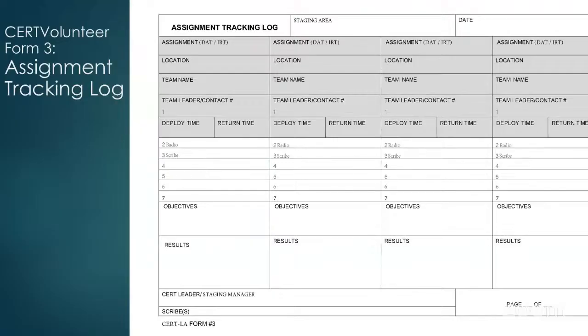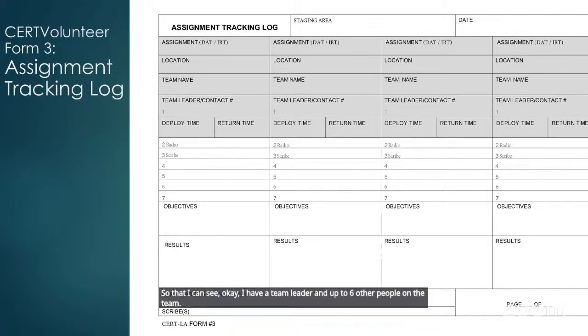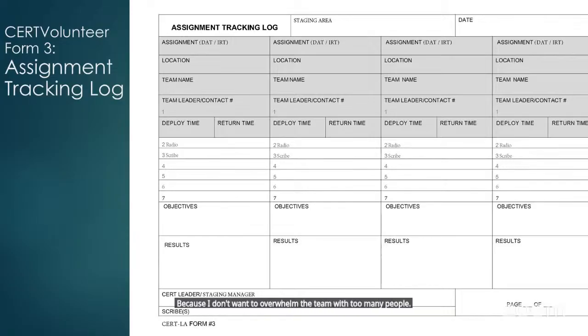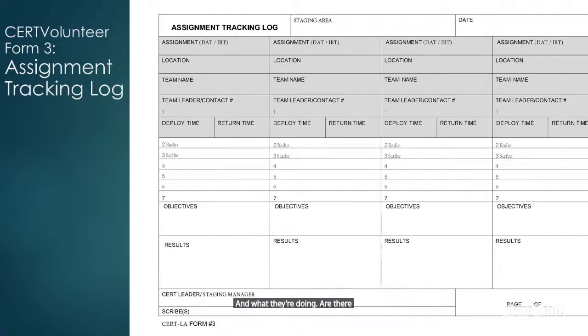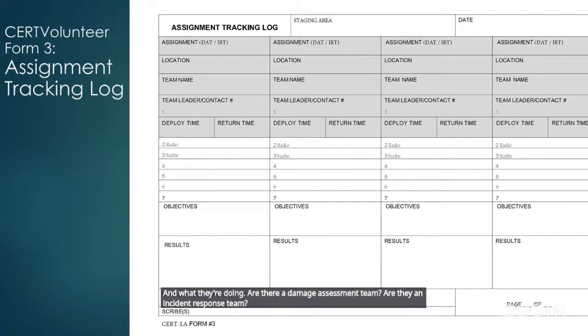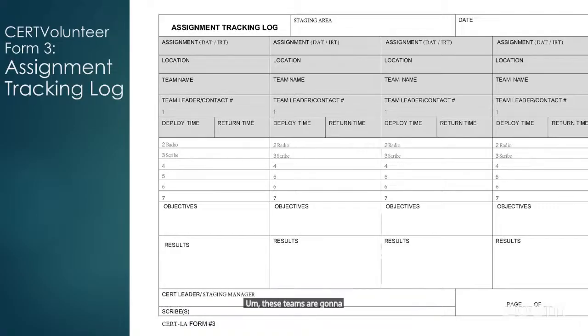Assessment logs, or the assessment tracking log. This is the team in the field. I've taken the existing form and modified it a little bit to add spots in here so that I can see, okay, I have a team leader and up to six other people on the team, because I don't want to overwhelm the team with too many people, but I also want to be able to quickly write down the names of the people on that team and what they're doing. Are they a damage assessment team? Are they an incident response team? These teams are going to move around, but what's the team name?